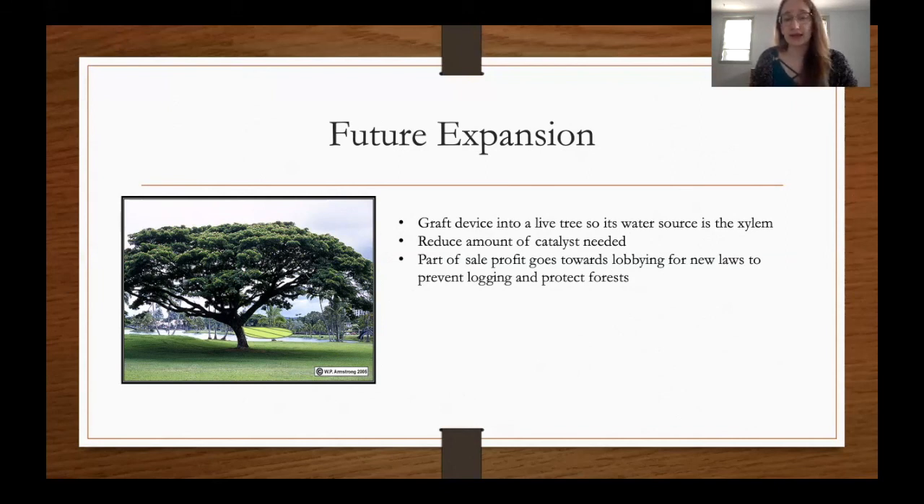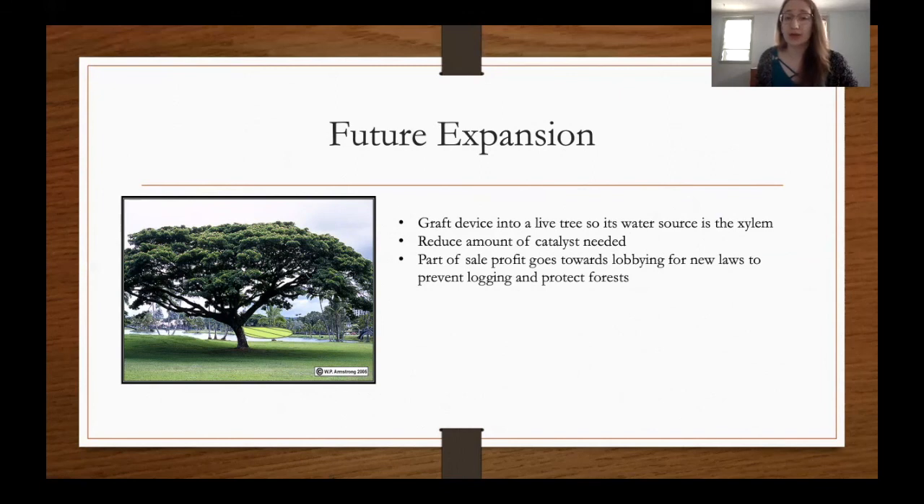Also, I'd like to reduce the amount of catalyst needed. One of the main issues for this device is that optimal production requires the catalyst to be replenished about every 7 hours. This is a huge inconvenience for farmers as well as an added cost. So we'd like to either reduce the amount of catalyst needed or find a way to increase the productivity of the catalyst so this is not needed to be replenished.